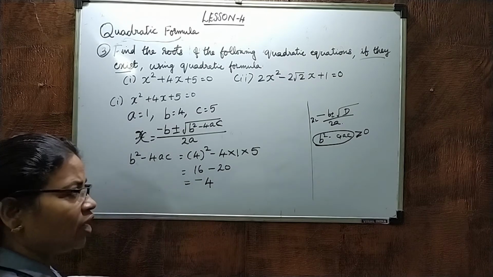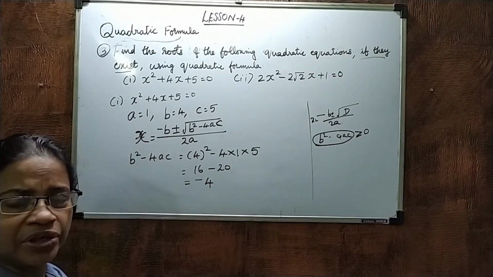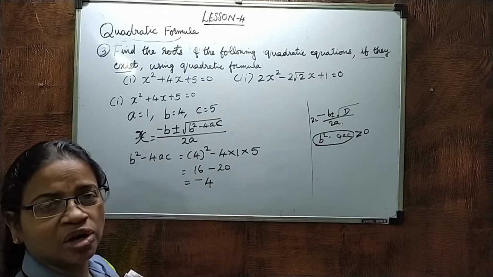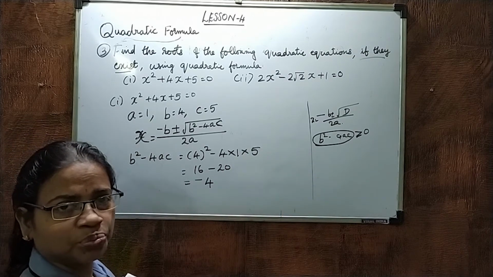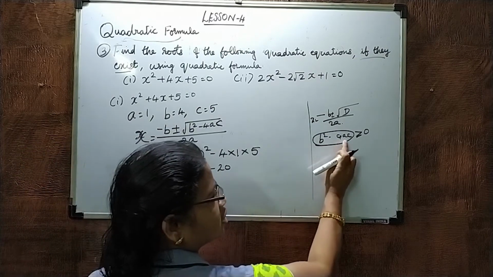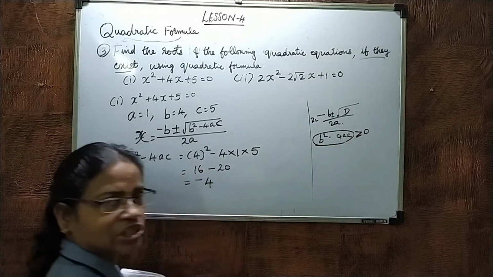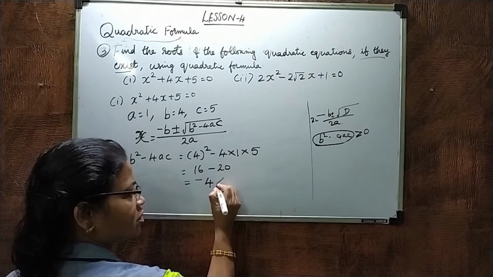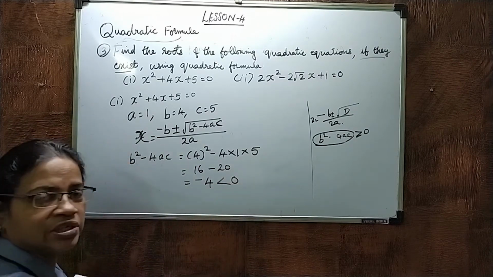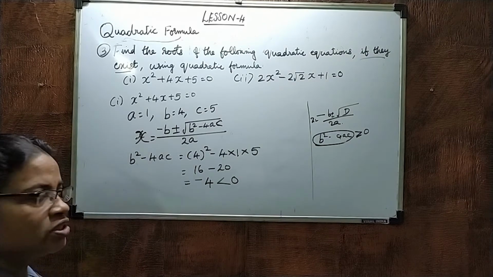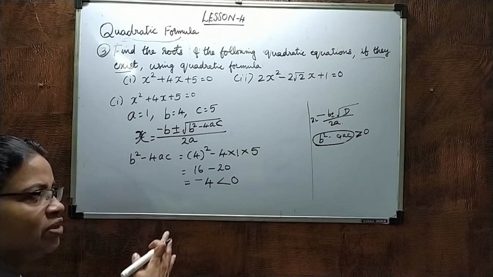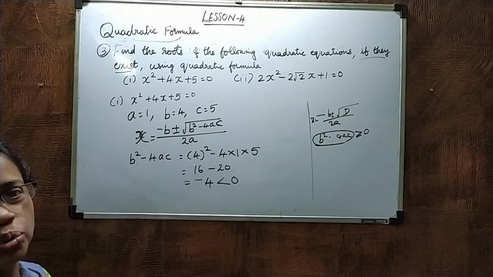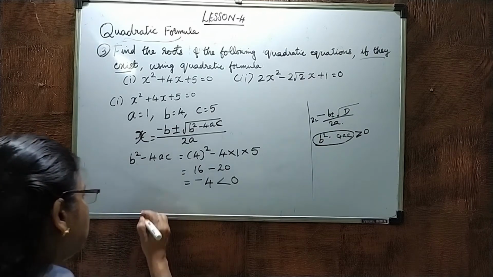Right? And what is the meaning of this one? It is greater than 0 or less than 0. Here just look, b square minus 4ac should be greater than 0. Here it is less than 0. So what we can say then? Negative sign comes means we cannot get the value of the roots. That also we have to write.